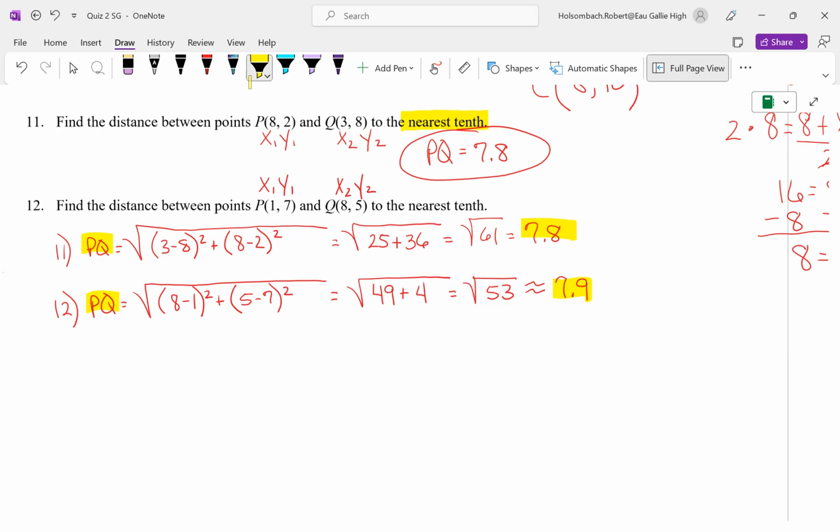Anybody have any questions on that study guide? Square root of 53? 53 square root is 7.28. Oh yeah, what am I doing? 7.3, right? Yeah, sorry about that. 7.3. Yes.